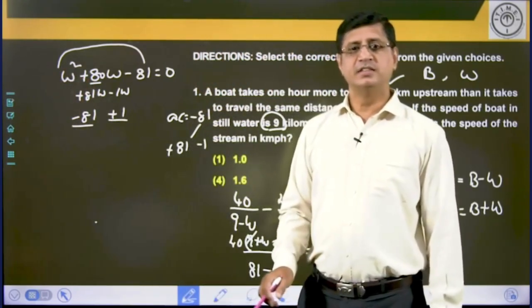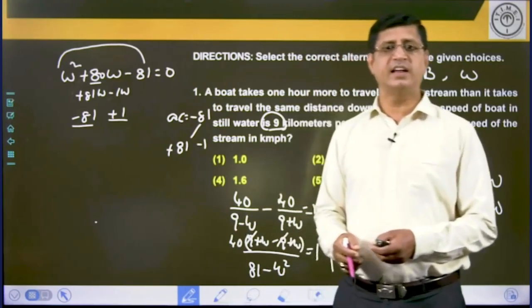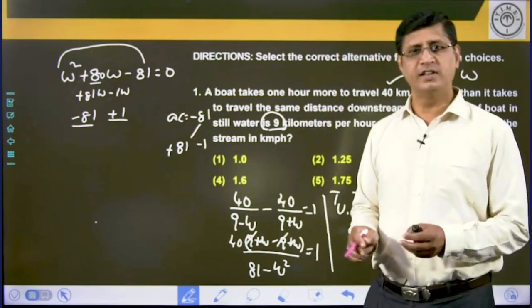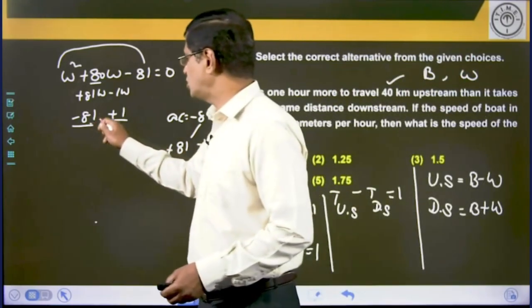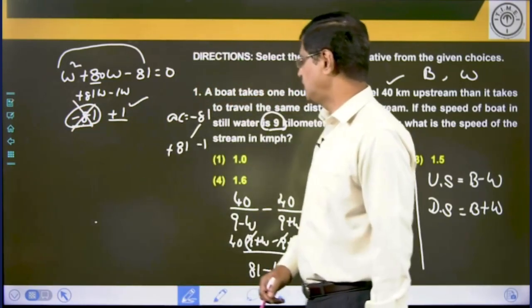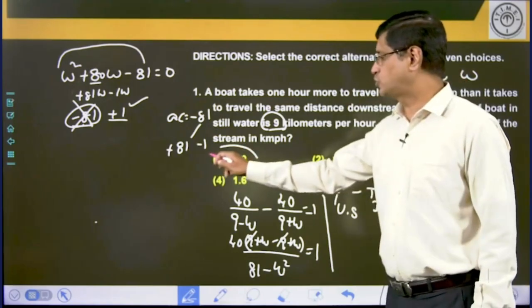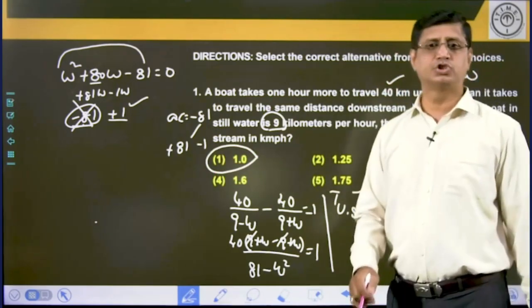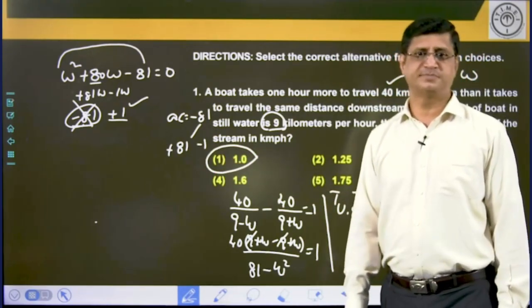So here the speed of the current is positive only. It is not a negative term. So just ignore the negative value, consider the positive. So what is the answer? The answer is option number 1. First choice is the right answer.